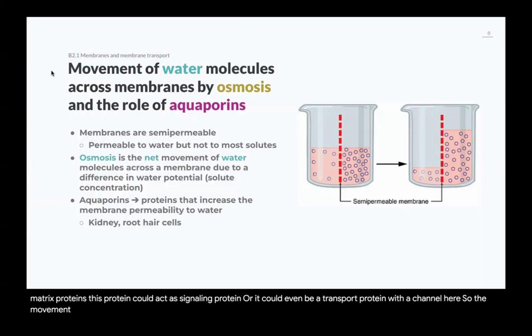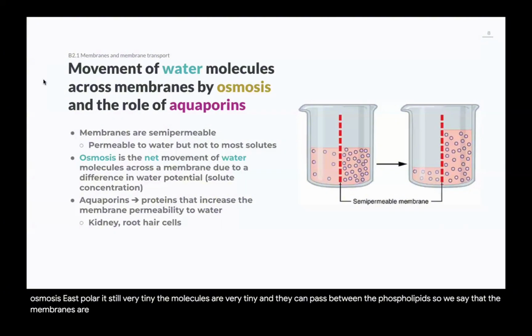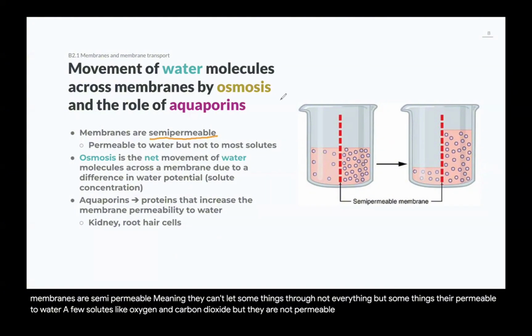So the movement of molecules across the membrane is called diffusion. But if we are talking about the movement of water, this is osmosis. Even though water is polar, it's still very tiny. The molecules are very tiny and they can pass between the phospholipids. So we say that the membranes are semi-permeable, meaning they can let some things through. Not everything, but some things. They're permeable to water, a few solutes like oxygen and carbon dioxide, but they're not permeable to most things.